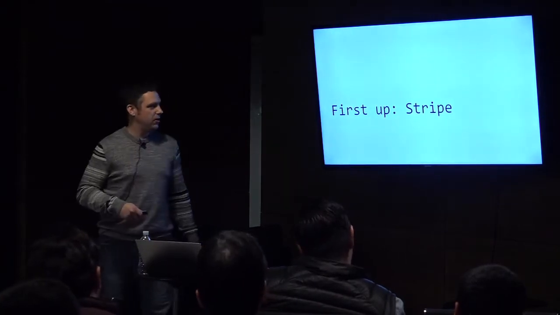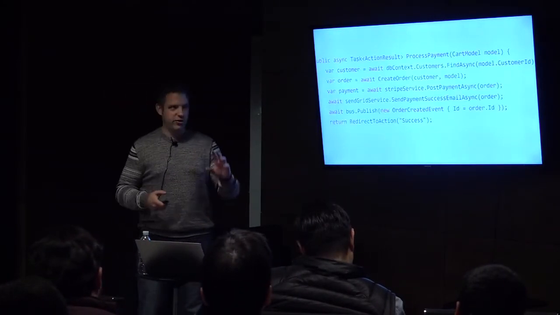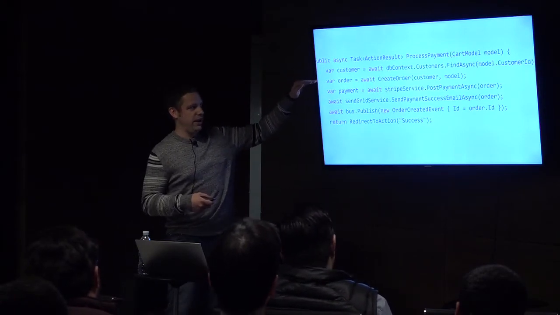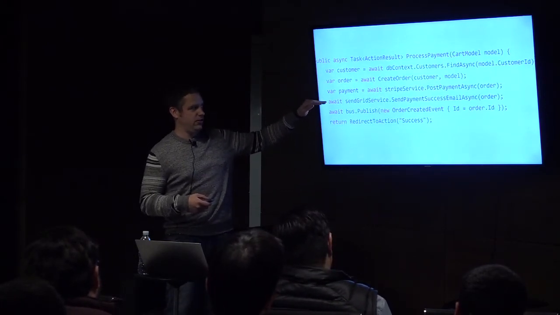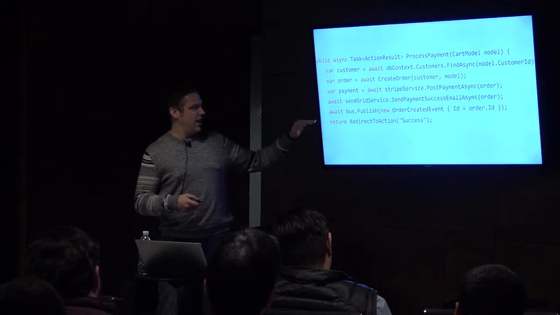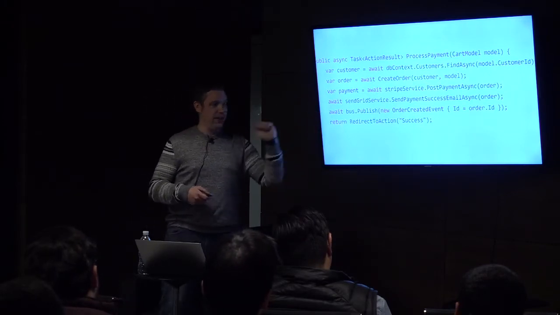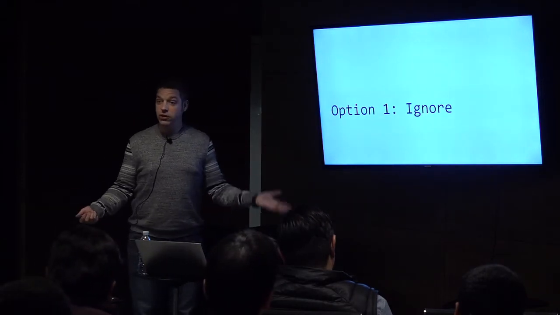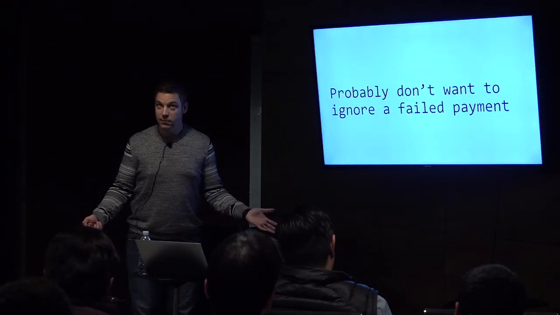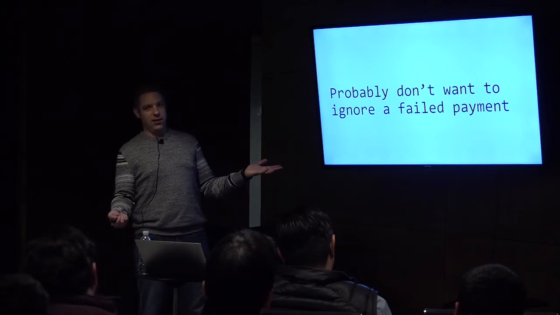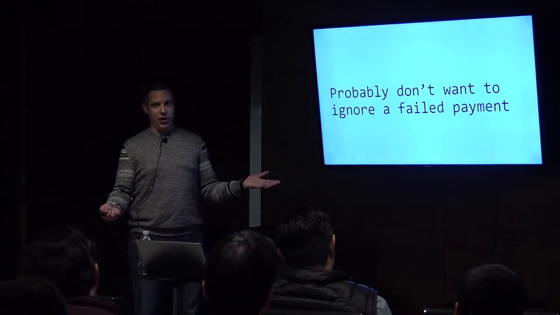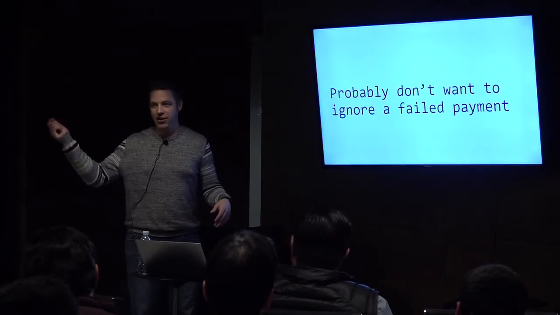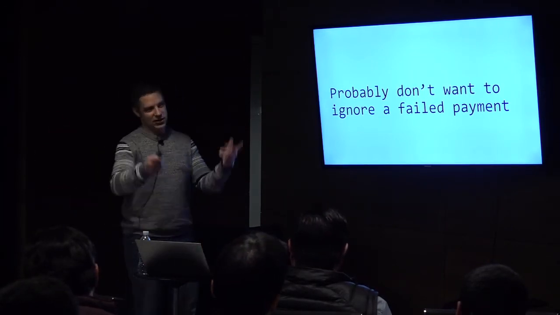So first up was Stripe. Just a reminder, this is what the code looked like before. Call the database, insert in the database, call Stripe, call SendGrid, ooh, let's not touch it, call RabbitMQ, and then finally redirect to the end user. So option 1 is to ignore. Probably don't want to ignore a failed payment because we want their money. We don't want to just say, oh, Stripe's down? Well, you can have it anyway. Sorry. Just give it to them for free.